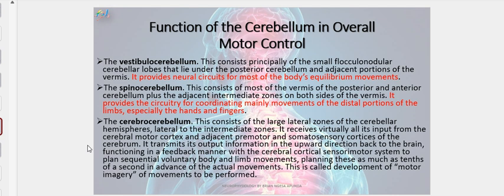So let's integrate the sensory and the motor and see how everything works. So let's stop it at this spot.